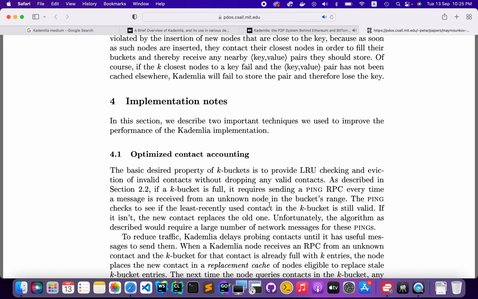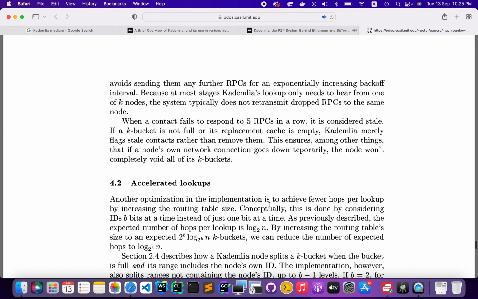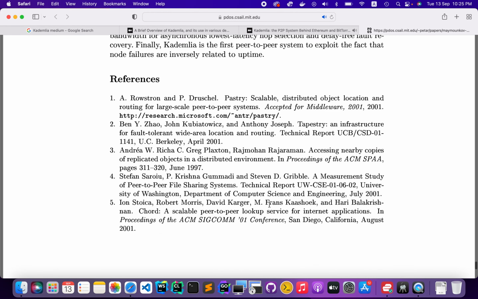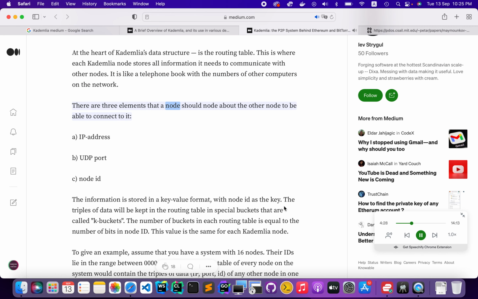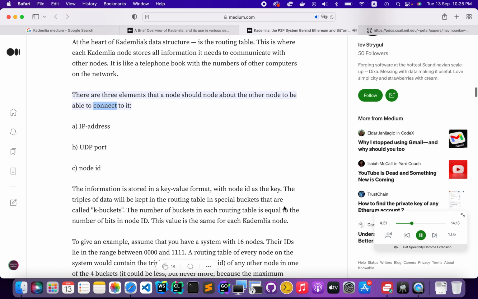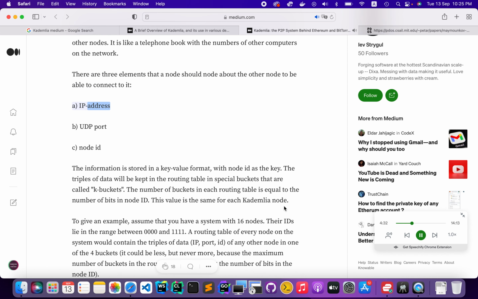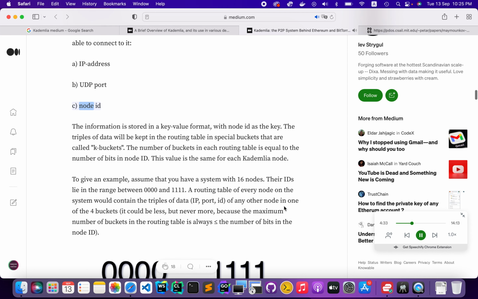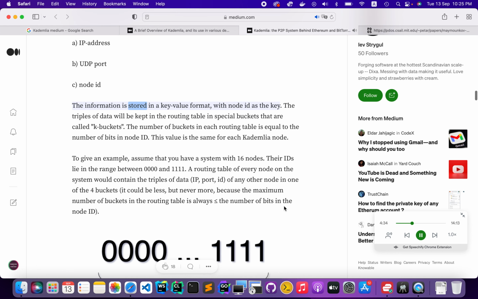This is where each Kademlia node stores all information it needs to communicate with other nodes. It is like a telephone book with the numbers of other computers on the network. There are three elements that a node should know about the other node to be able to connect to it: A. IP address. B. UDP port. C. Node ID. The information is stored in a key value format, with node ID as the key.